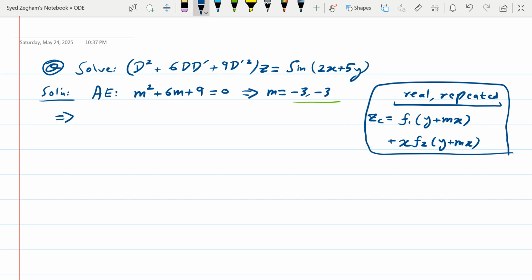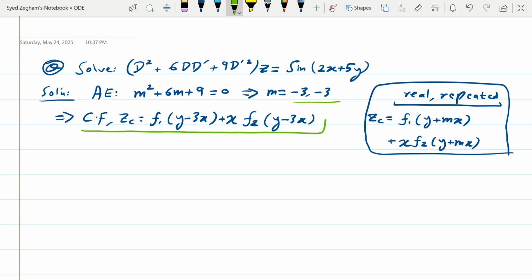So this implies that our complementary function, which we are denoting by zc, will be some function f1 of y minus 3x, then some other function f2 of, again same thing, y minus 3x, and when we have this case where the values are repeated, we multiply the second function by x. So this expression gives our complementary function.